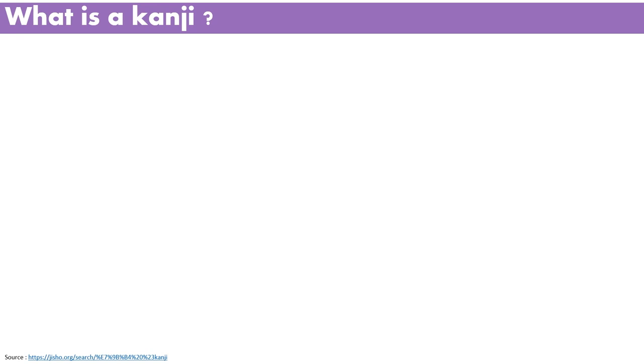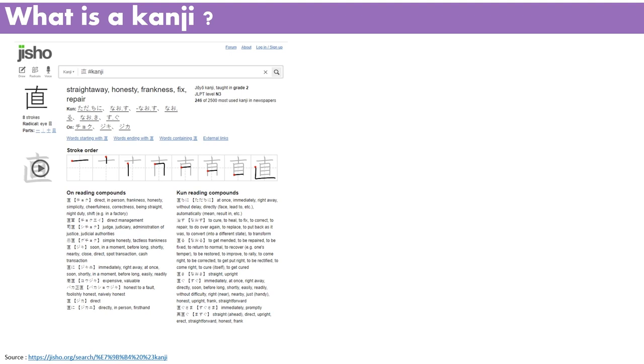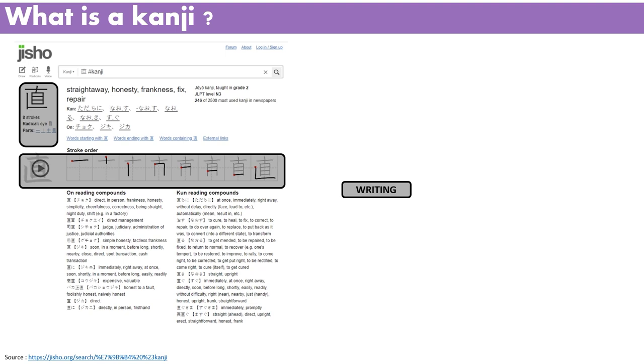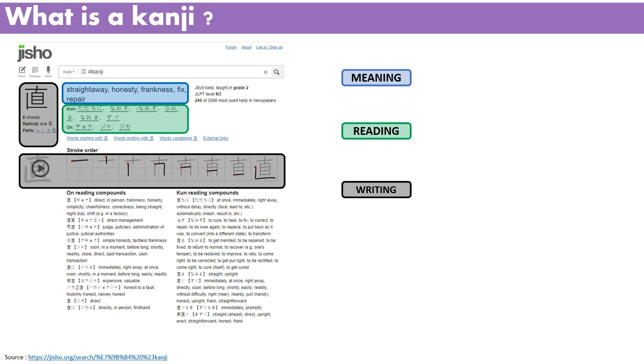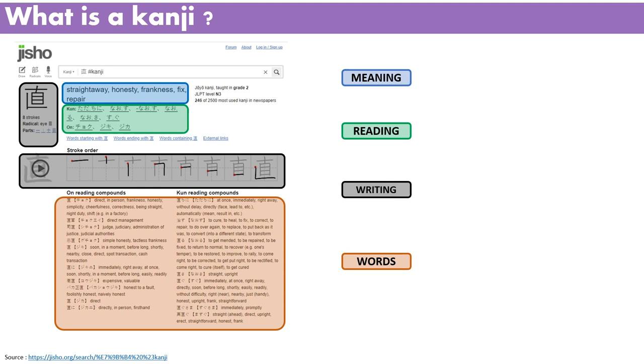So, what is a kanji? Let's have a look at jisho.org, a free online dictionary, for one specific kanji, this one. Wow, that's a lot of information to remember. So let's break it down into various dimensions. First, you want to start by recognizing the kanji and writing it. Then, what does it mean? What are the general meanings? Then, how to read it, how to pronounce it? And finally, how can I use it with real words? So, let's dive into each.